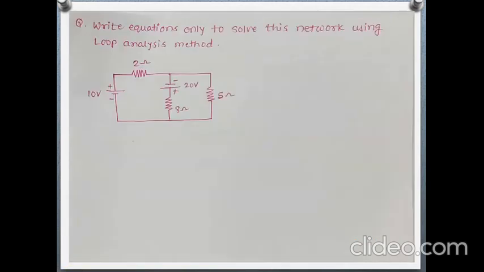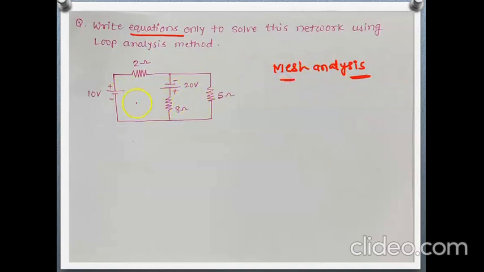Let's solve this problem. Write equations only to solve this network using the loop analysis method. Here we have to write only loop equations. We are asked to write only equations here by applying KVL. Identify what the closed paths are. This one is a closed path, these two are also closed paths, and this big one is also a closed path. But we are doing mesh analysis here, so we are going to write the equations using this method.